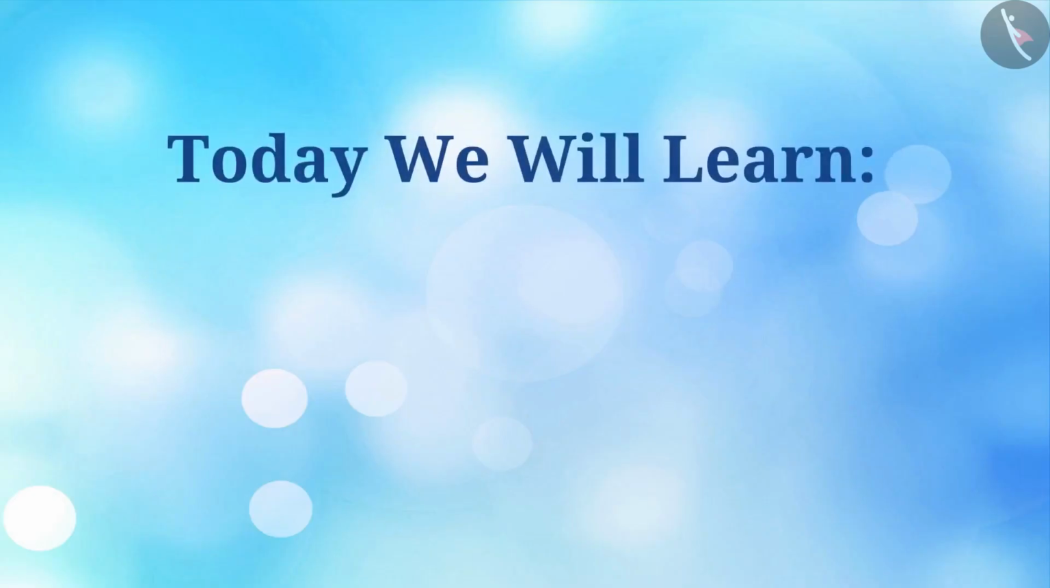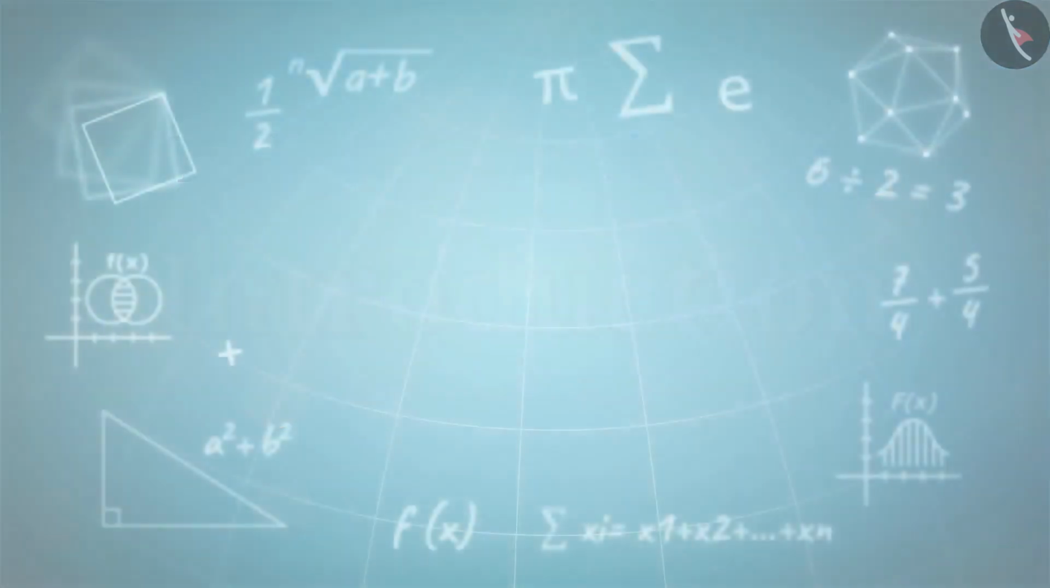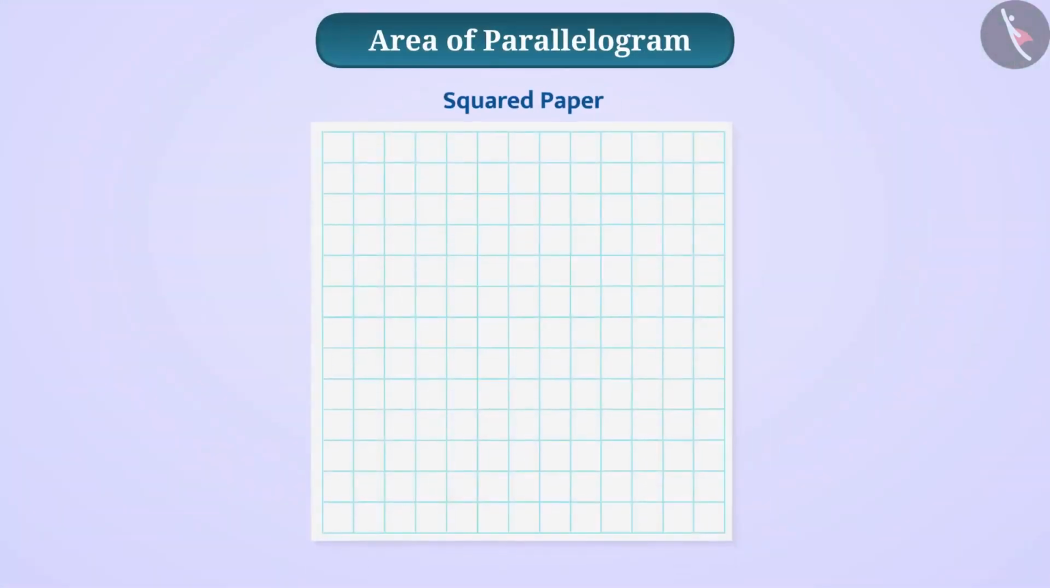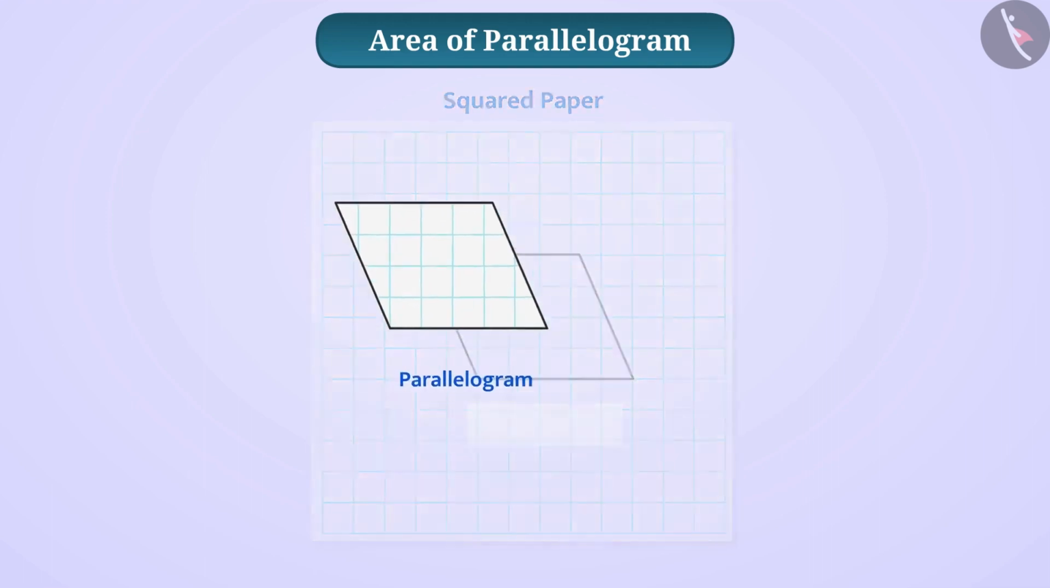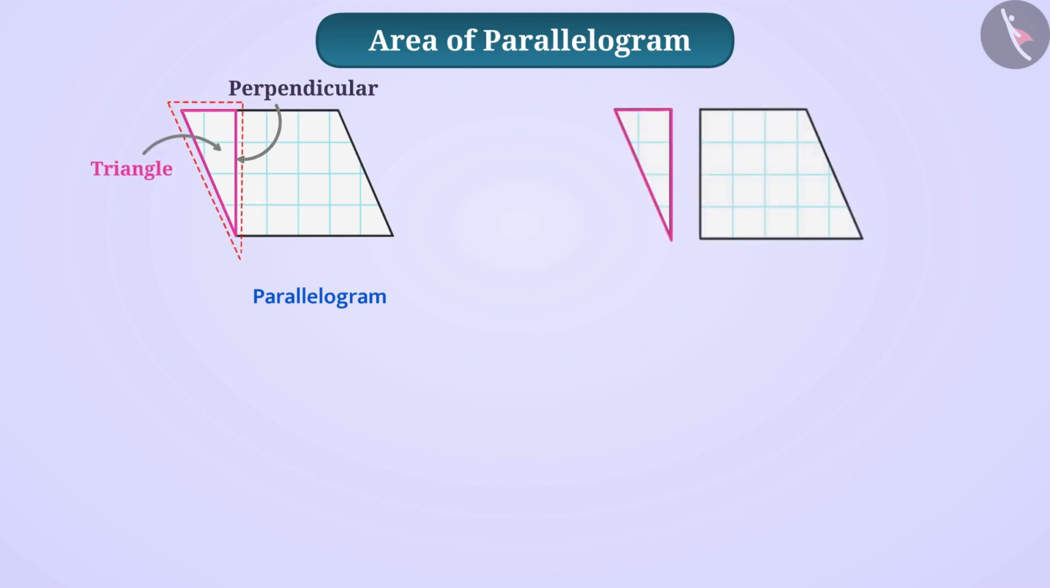Today we are going to learn about the area of a parallelogram. Take a squared paper. Now draw a parallelogram on it as shown. Now cut the parallelogram from the paper. Draw the perpendicular from one of the vertices of this parallelogram on its opposite side. You will get this type of triangle. Cut and separate this triangle from the parallelogram. Keep this triangle on the other side of the parallelogram as shown.